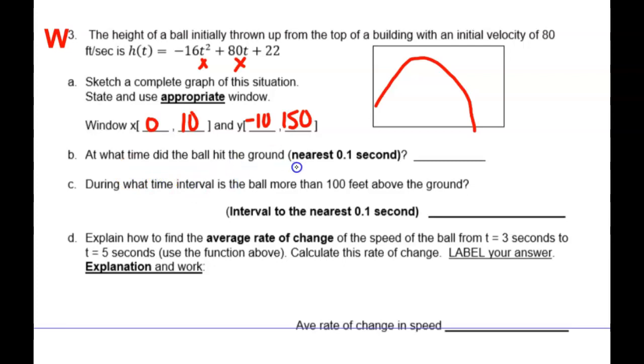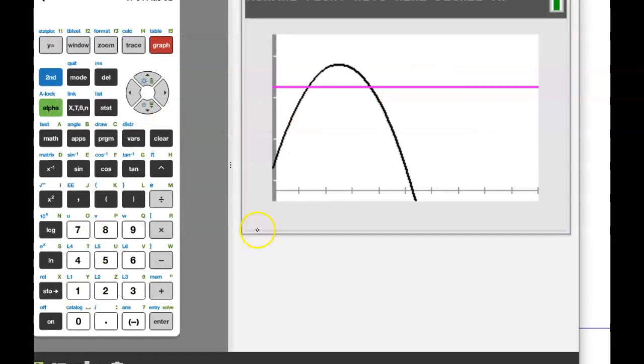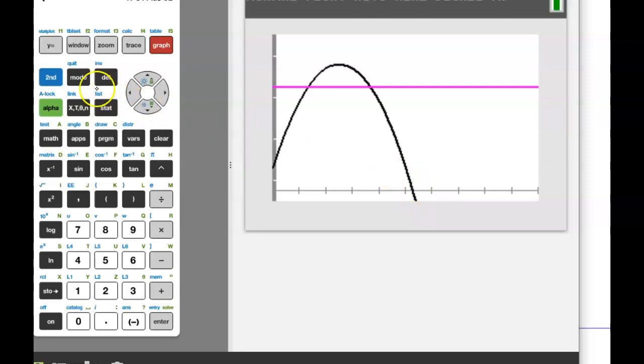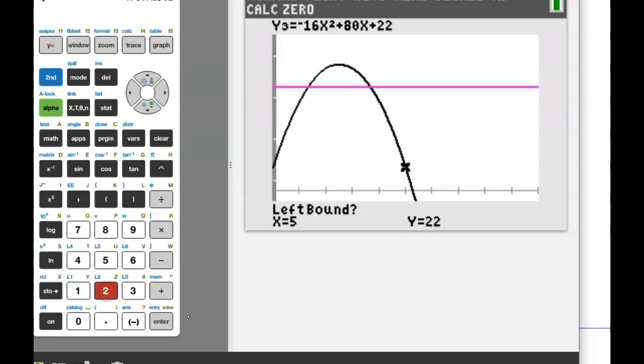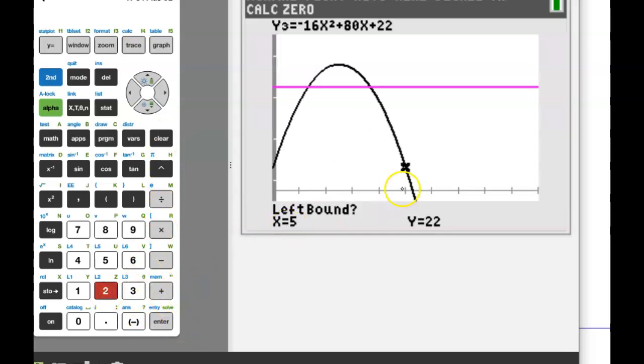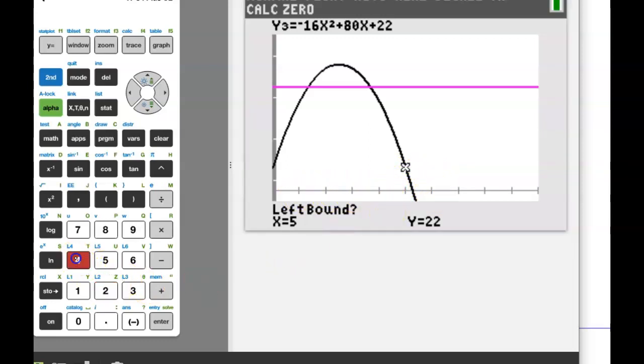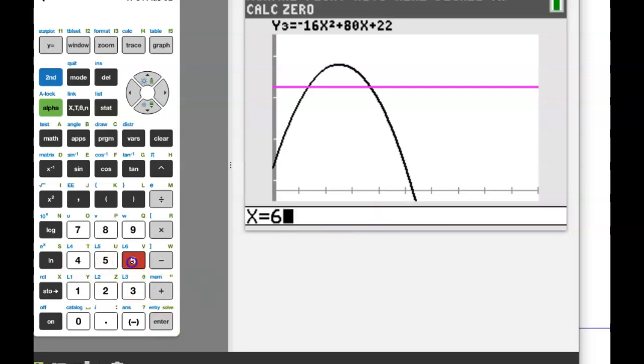At what time did the ball hit the ground? What did we just say? This is where the ball hits the ground. How do you find that value to the nearest tenth? What is that called? Yes, so you go second trace. Choice 2 is 0. And it is somewhere between here and here. 1, 2, 3, 4, 4 and 6, I could say, if you wanted to type. Or you can scroll around.